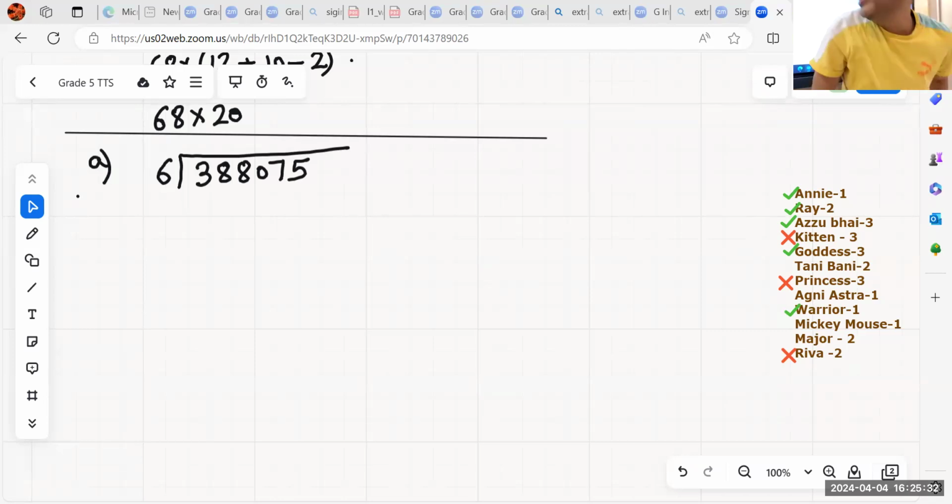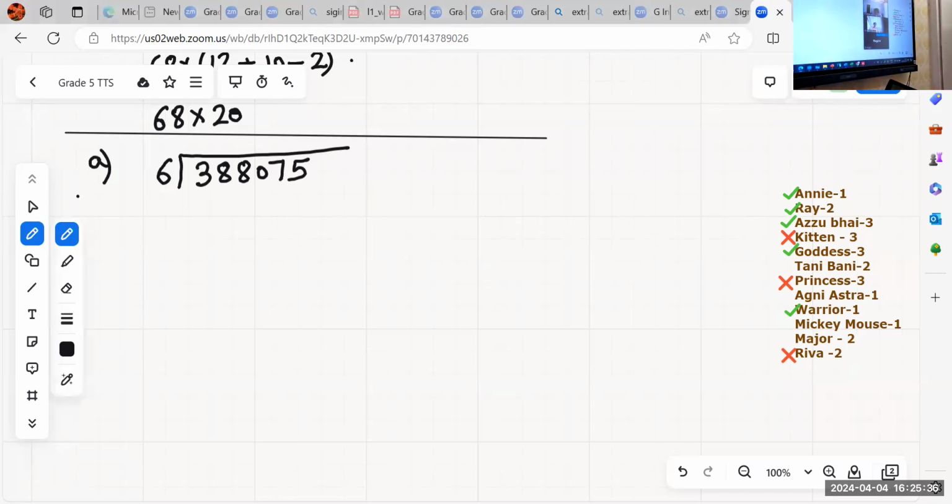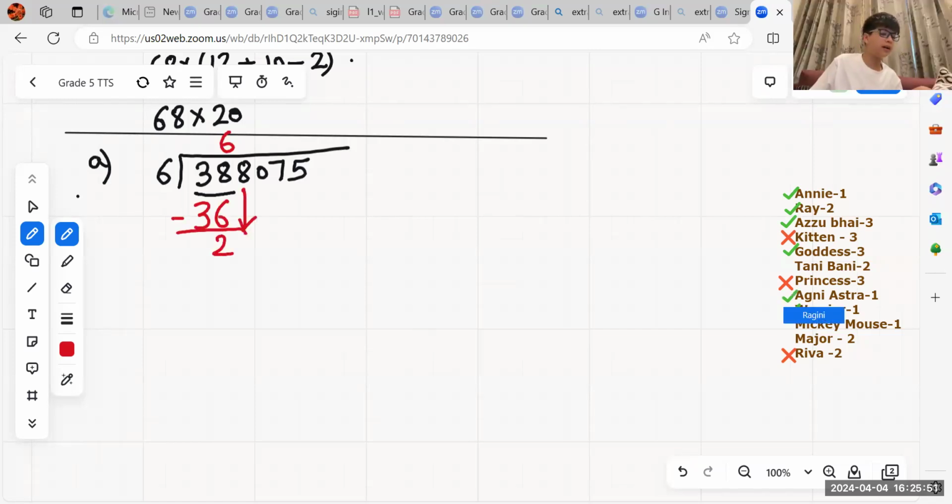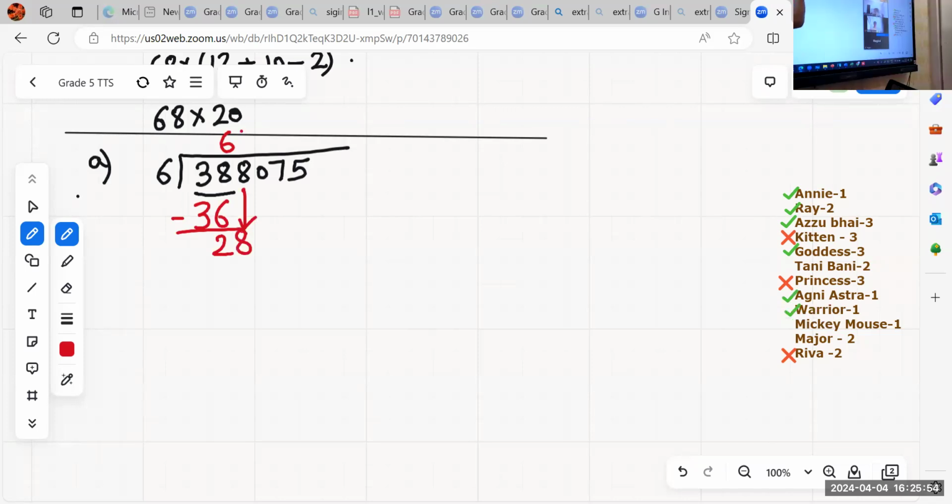So, Revansh, let's do the division step by step. First of all, you took 2 digits, right? So, 6 sixes are 36. Did you do it? First step, yes sir. Correct. Yes, Ketan, you also unmute. What did you do after that? 2 came. Sir, then 8 fell down, and 2, 6 fours are 24.